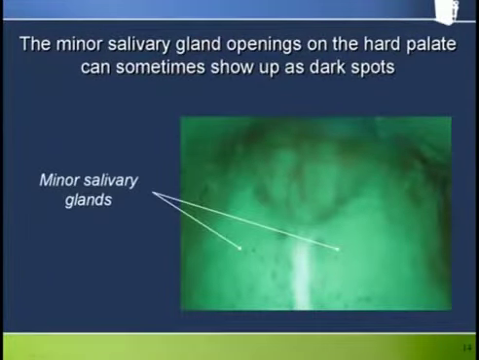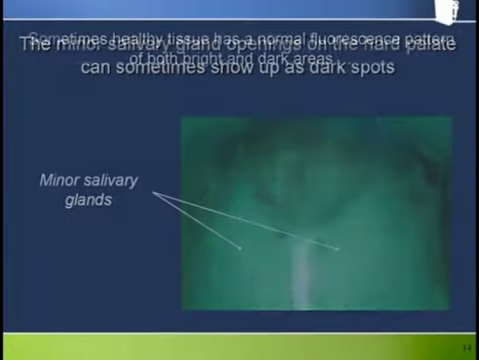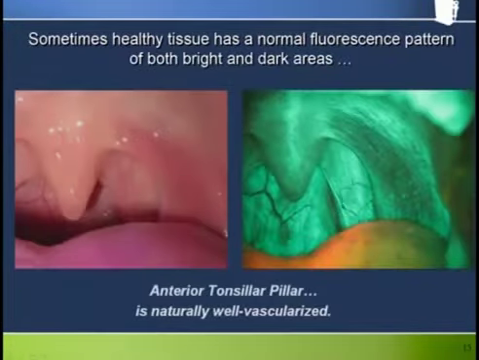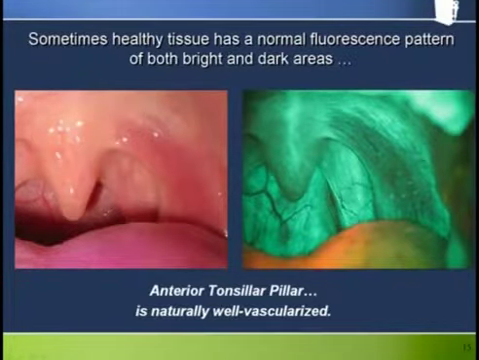The minor salivary gland openings on the hard palate can sometimes appear as dark spots when using VELscope as well. The anterior tonsillar pillars can be particularly well vascularized and therefore can appear quite dark with fluorescence. Notice how the reddened areas under white light correspond to the darkened areas through the VELscope.